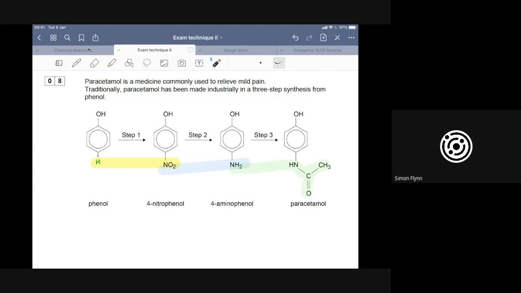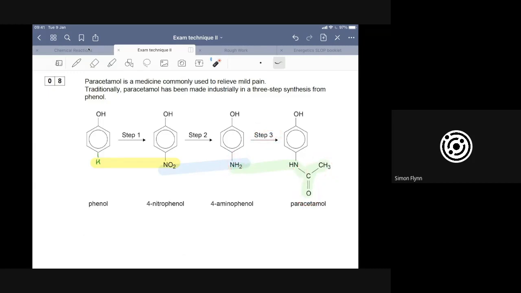Anyway, suggestion there. You don't have to get distracted by these type names. You don't have to get distracted by any of that stuff. What's happening in step 1? Hydrogen is being replaced by NO2. What's happening in step 2? NO2 is becoming NH2. What is happening in step 3? NH2 is becoming an amide. An amine is becoming an amide, right?